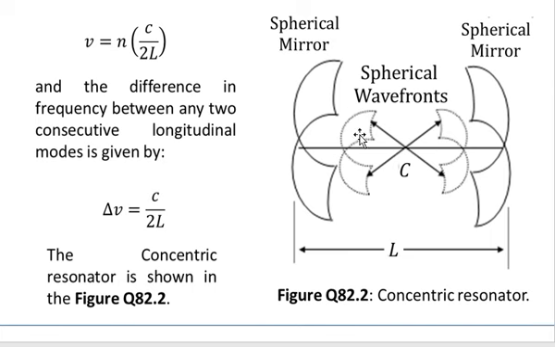For example, the left one will converge at point C and will further travel as a diverging spherical wavefront towards the spherical mirror on the right hand side. Similarly, the other spherical wavefront, on the right hand side, will move towards the center C and then diverge as a spherical wavefront on the left of the point C. So point C is the common center of curvature for these two spherical mirrors, and L is the separation between the two spherical mirrors. This geometry is called the concentric resonator.